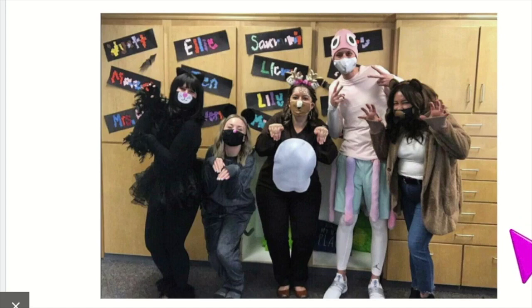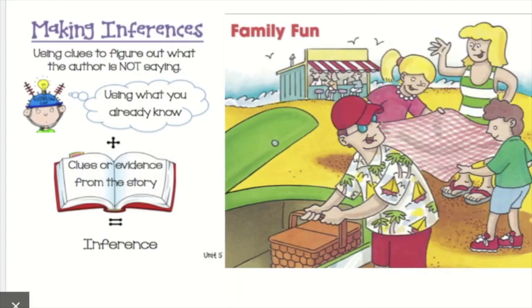So what I already know in my brain is that Halloween is a special time we get to dress up. And looking at this picture for other clues, these teachers are all dressed up. So my inference is that it's Halloween. Now we're going to practice on a different picture. Remember, making inferences is using clues to figure out what the author is not saying. So we're using what we already know in our big, strong brains. We're adding that to the clues from the story.